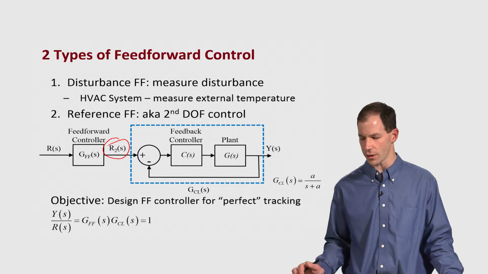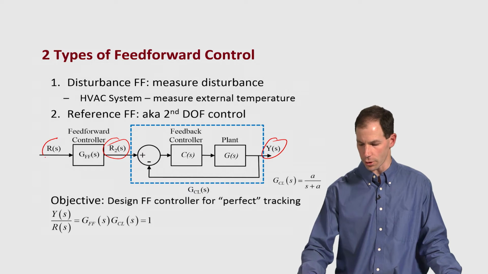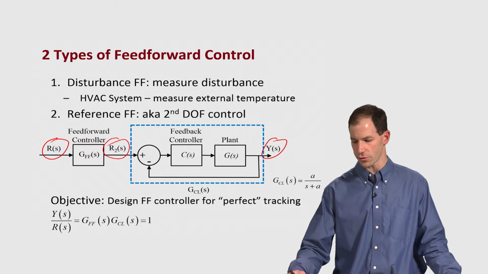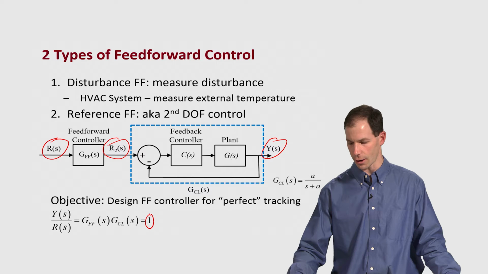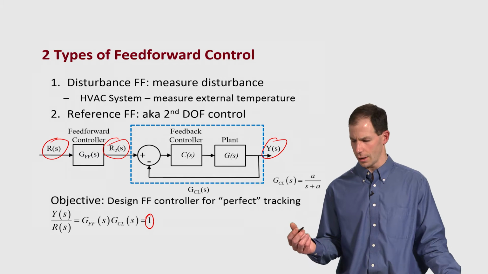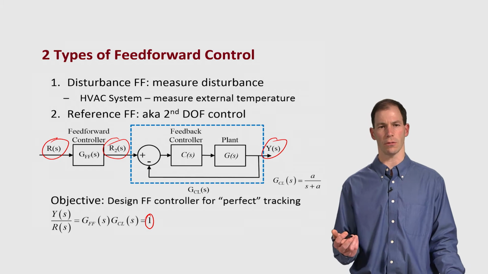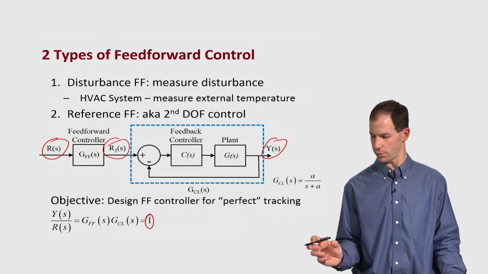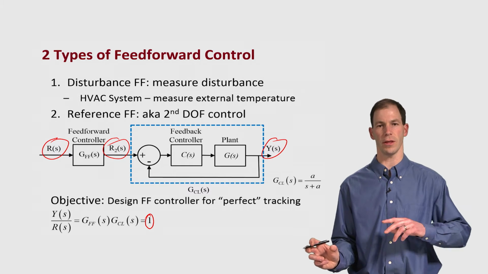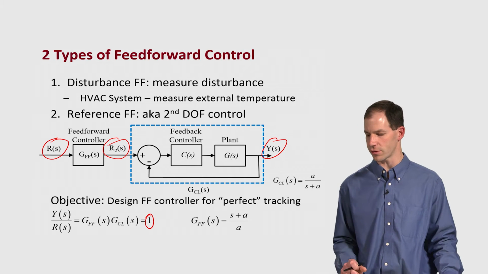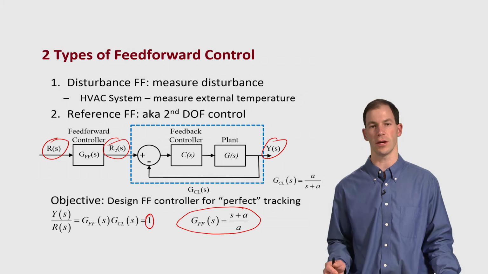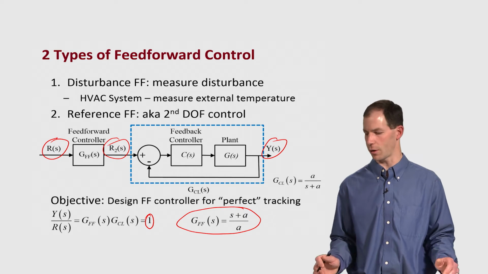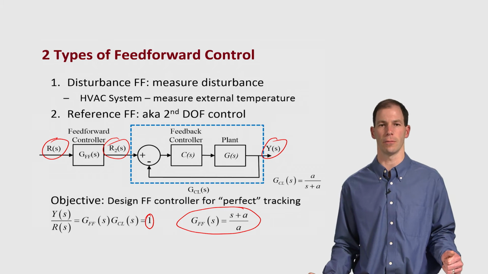So how do I do this? Well, the output Y of S divided by R of S, the input to the entire system, is just going to be the feed forward controller multiplied by the closed loop controller, and to have perfect tracking, I want this to be equal to 1. It doesn't take long to see that with a closed loop controller that has a certain form, I just want the feed forward to be the inverse of that. I multiply them together and I get 1. That's exactly what we're going to try to do here. I have the closed loop system of A over S plus A, and I'm now going to force my feed forward controller to be S plus A over A. I multiply those together and I get 1, or perfect tracking ideally.